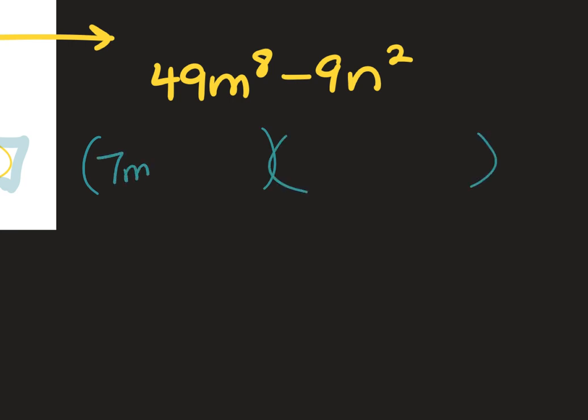To factor the 49m to the 8th, you would divide the exponent by 2. So it's 7m to the 4th, 7m to the 4th. And then square root the 9n squared, and it's 3n. And one gets a plus and one gets a minus.